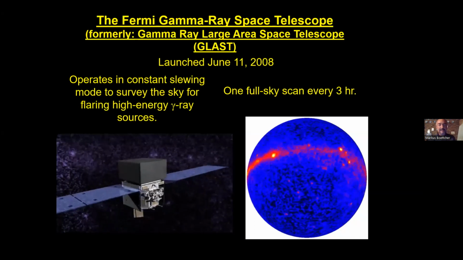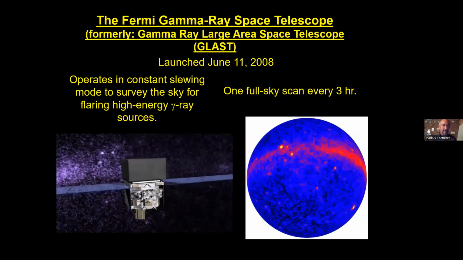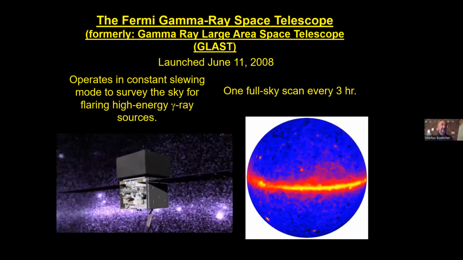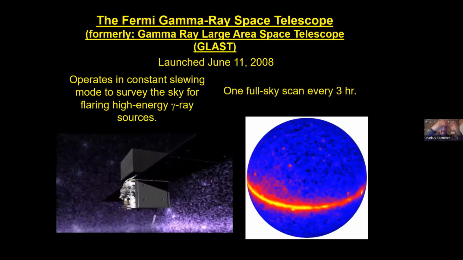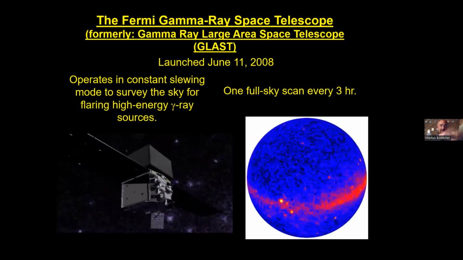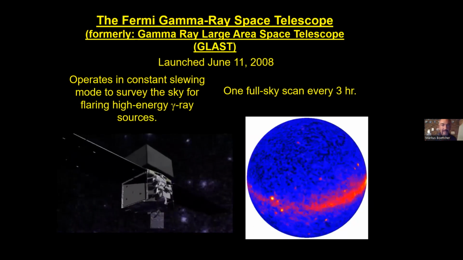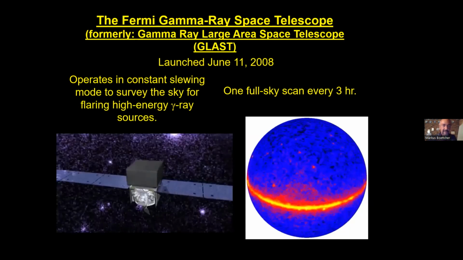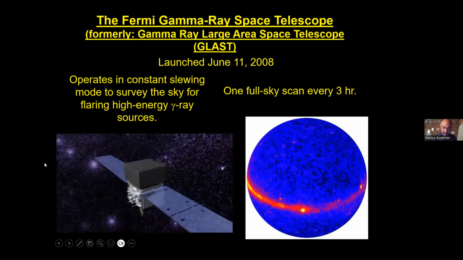It's a satellite in a 90-minute orbit, and it points towards the northern hemisphere of the sky for one orbit, scans the entire northern hemisphere, then it slews down to the southern hemisphere, scans the entire southern hemisphere, and slews back up. So every 3 hours, we get the full view of the entire sky in gamma rays from Fermi.